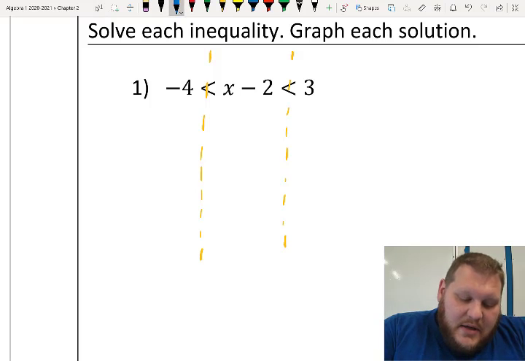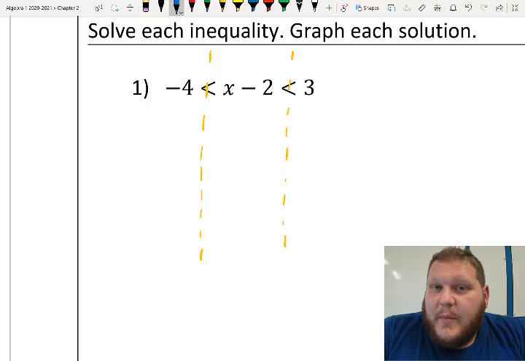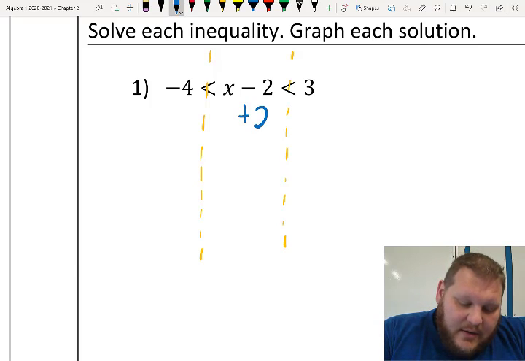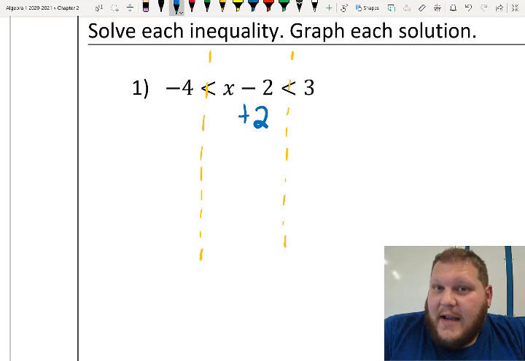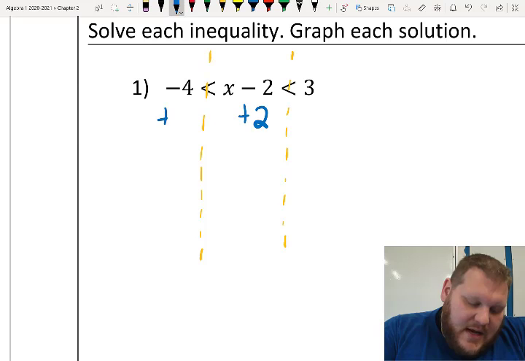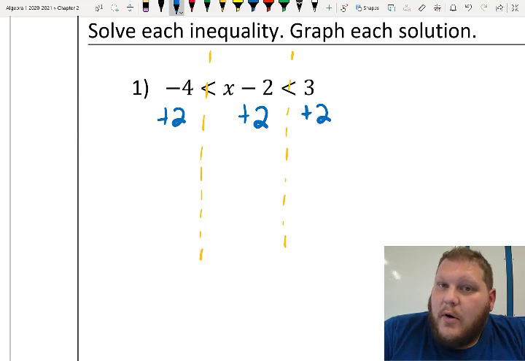So what happens here is when I'm going through and trying to solve for my variable, I'm going to get x by itself. In the case of number 1, I'm going to have to add 2 in order to get rid of negative 2 to get to just x. But when I do that, I have to also make sure I add it on the left and the right side. All 3 parts of my inequality here have to have the same thing happen to them in order for me to maintain a true inequality.